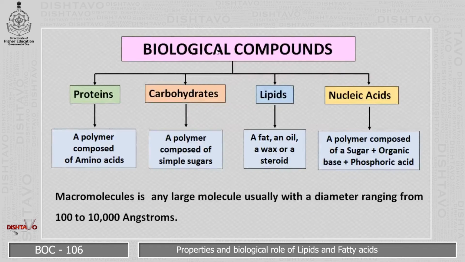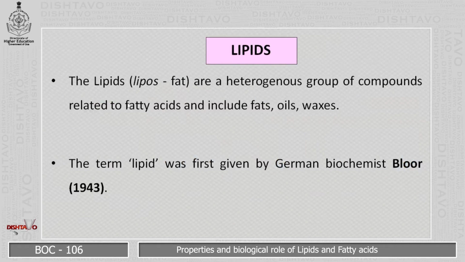So, we have different biological compounds, the biomolecules: proteins, carbohydrates, lipids, nucleic acids. Now in this module, we will focus on lipids. So, what are lipids? Lipid comes from the Greek word lipos, which means fat. Lipids are a heterogeneous group of compounds related to fatty acids and include fats, oils, waxes, etc. The term lipid was first given by the German biochemist Bloor, in the year 1943.